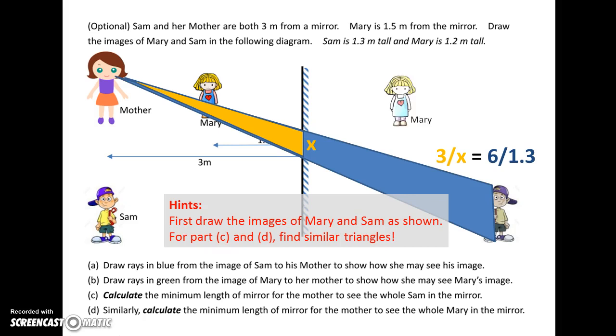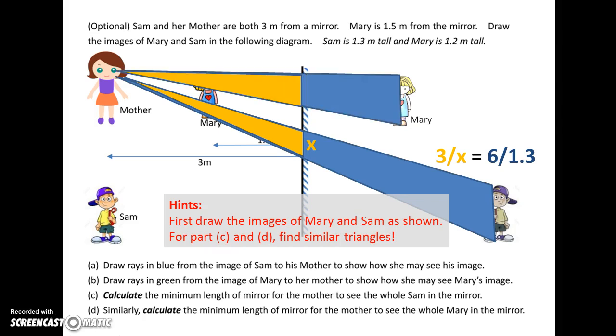Similarly, for the case of Mary, we do the same steps. We find similar triangles, but you can see that the length ratio is a bit different. For y, it would be 3 over y equals 4.5 over 1.2. So solve these equations to find the values of x and y.